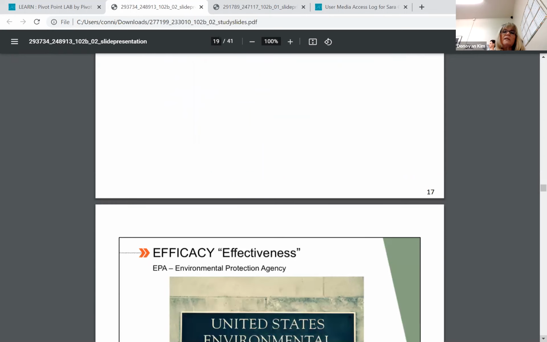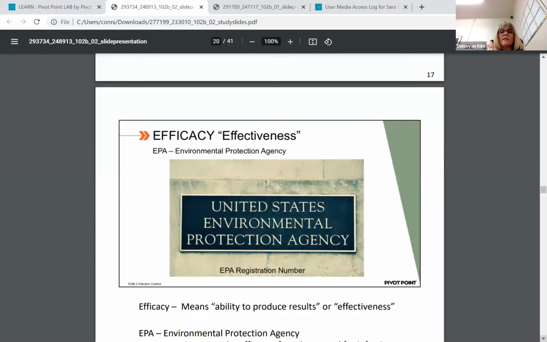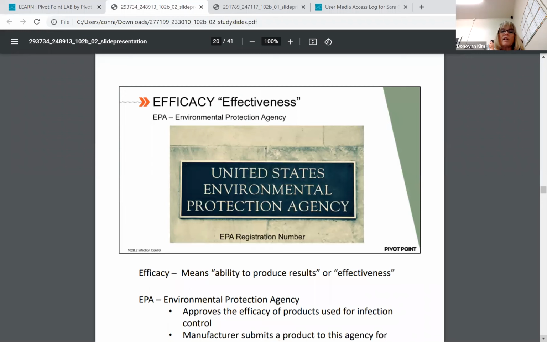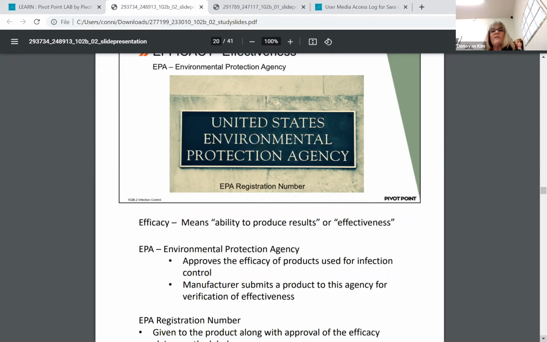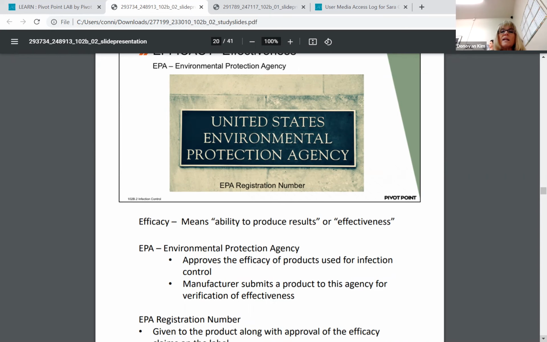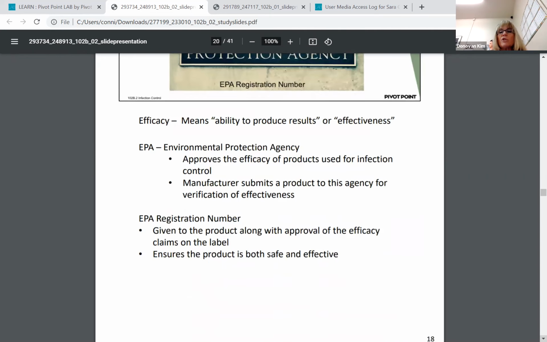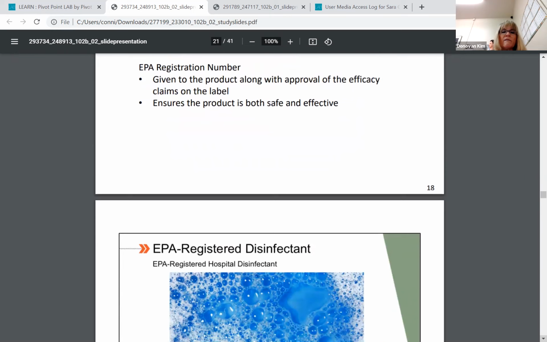So EPA means how effective is it? Like I said, our EPA is our Environmental Protection Agency, and our EPA registration number has to be on everything. So the EPA approves the effectiveness of this product in use for infection control. The manufacturers make the product, they give it to the EPA, they evaluate it, and then they say, yes, you can use it, or no, you can't. They also ensure that it is safe and it is effective.